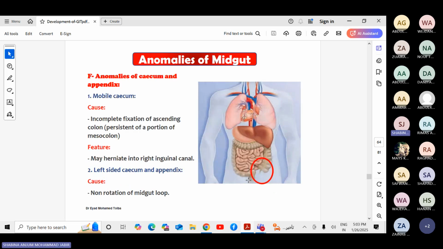So what could be the anomalies of the cecum and appendix? Sometimes if the cecum is not fixed, it is called a mobile cecum. This is the incomplete fixation of the ascending colon. If the cecum is not fixed, it may herniate into the right inguinal canal. The cecum may be present over the left side. Generally it will happen along with all the organs. So always remember, this rotation anomaly is very rarely with only one organ. Generally it is associated with other organs also.